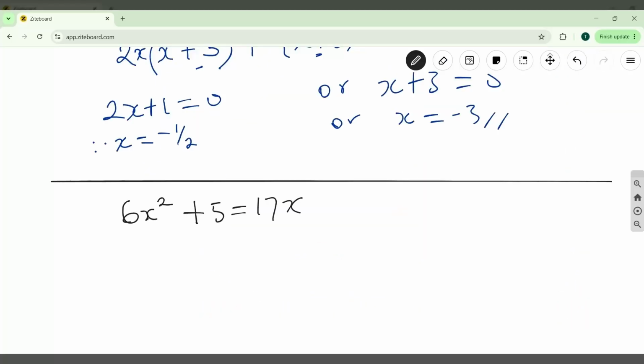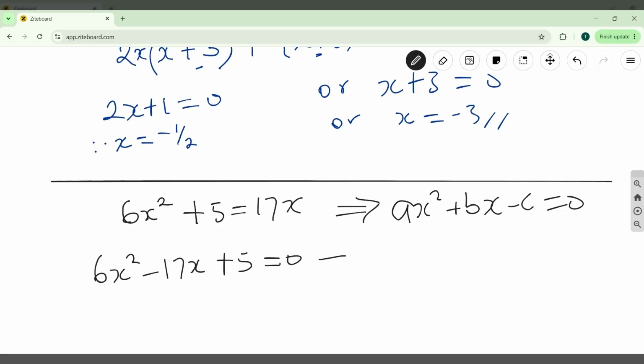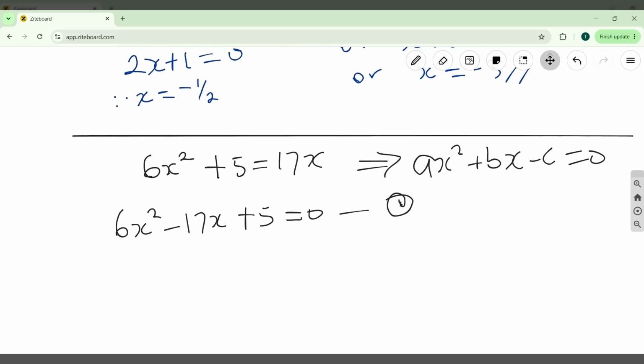I need to first of all transform this equation to look like the general equation of a quadratic equation. Recall a quadratic equation is given by the general formula, as this. So I need to make this look like this. To do so, I need to do a little bit of transformation. I need to say that 6x squared minus 17x plus 5 is equal to 0. You can call this my equation 1. So this is what I'm going to be working with.